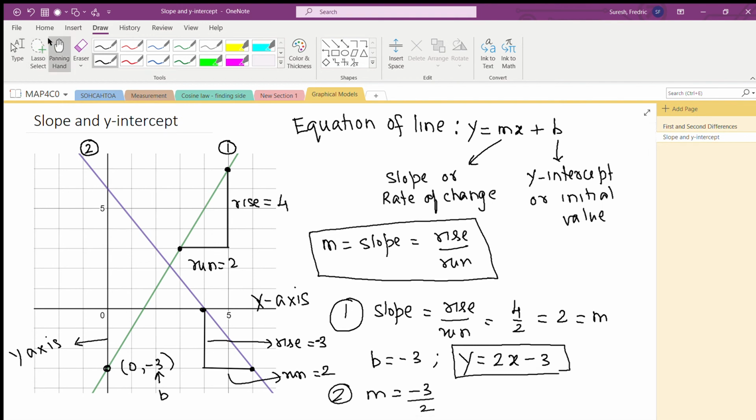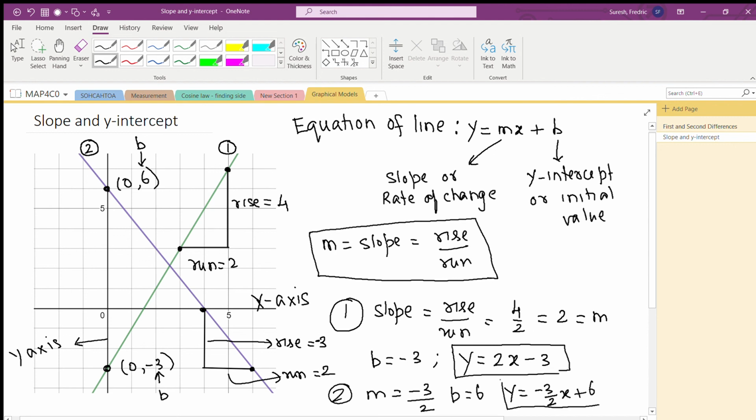So what happens to the y-intercept value here? The y-intercept is right over here, and it has the coordinates (0, 6). So the y-intercept is b equals 6. And so the final equation for this line is y equals mx plus b, that is y equals negative 3 over 2 x plus 6. And that is the equation of the second line.